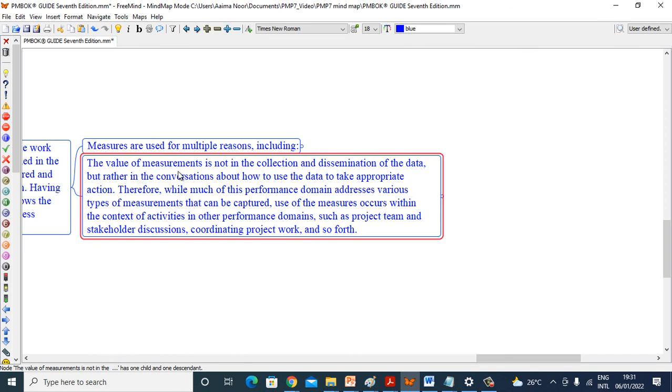The value of measurements is not in the collection or dissemination of the data, but rather in the conversation about how to use the data to take appropriate action. Therefore, while much of this performance domain addresses various types of measurements that can be captured, use of the measures occurs within the context of activities in other performance domains, such as project team and stakeholder discussion, coordinating project work, and so forth.